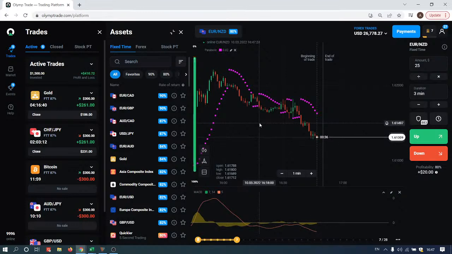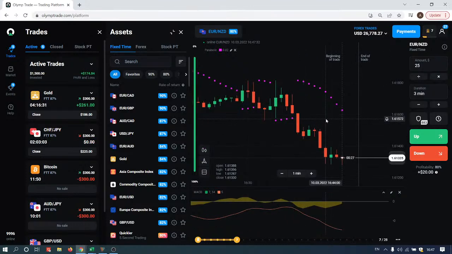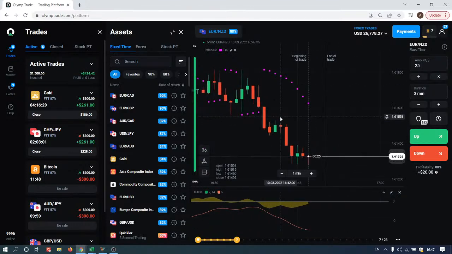I did open many trades. I was trading quite fast, quite swiftly. Well, basically, my job was to show you as many trading signals as I could during the given time that I had.